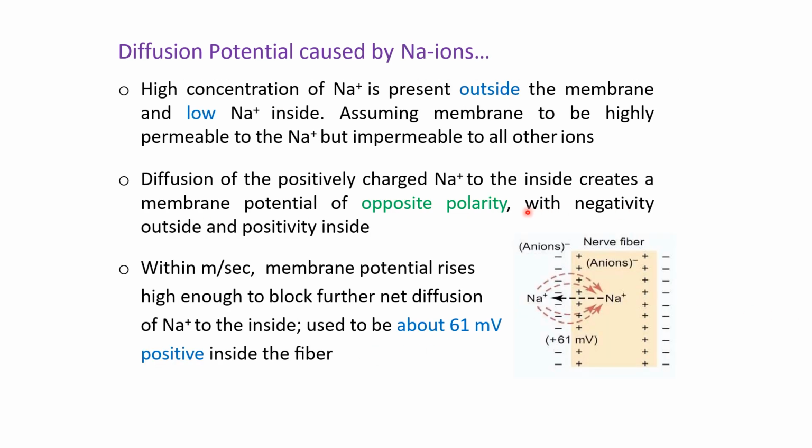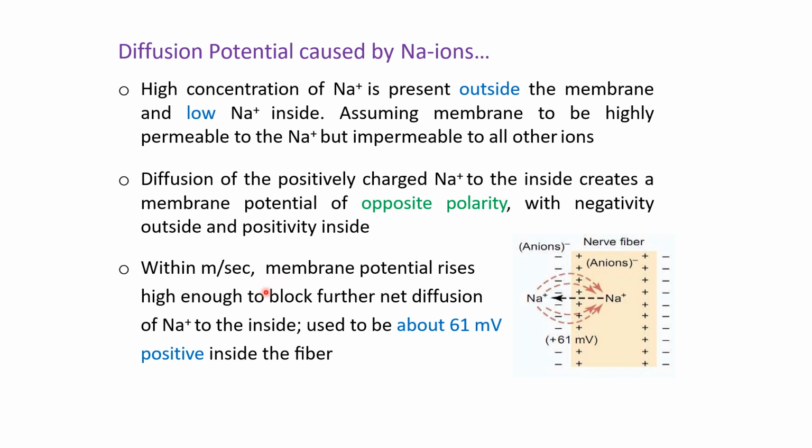Higher concentration of sodium. So we have seen potassium, how much is the diffusion potential, and now sodium ions. Sodium ions are present more in number outside, that is positive outside, and low sodium inside, assuming the membrane to be highly permeable to sodium but impermeable to all other ions. Diffusion of positively charged sodium to inside creates a membrane potential of opposite polarity, with negativity outside and positivity inside.